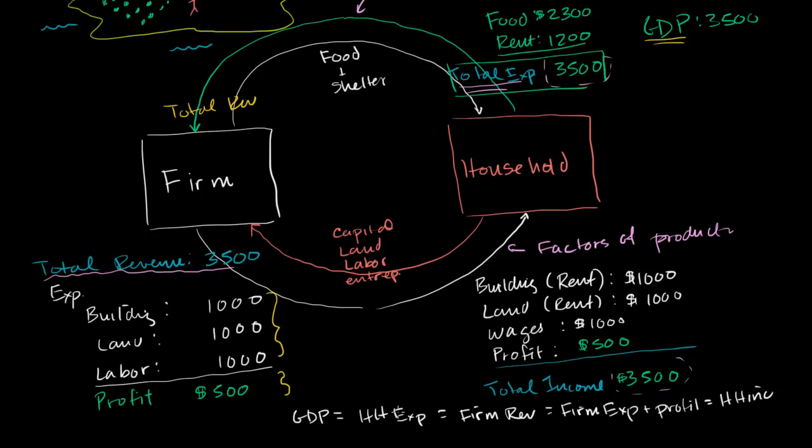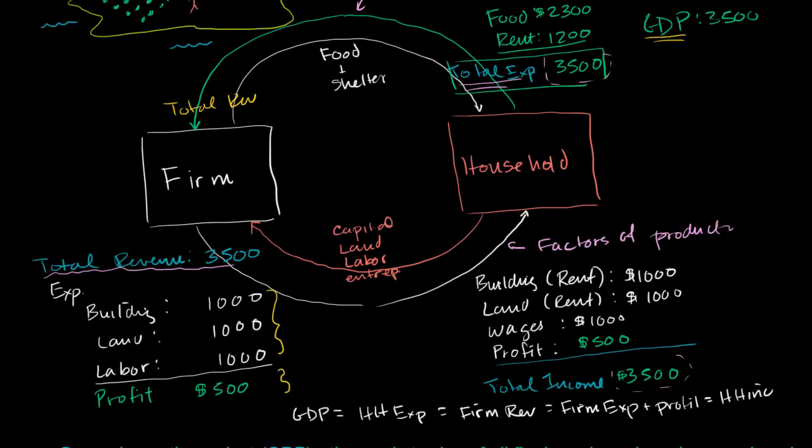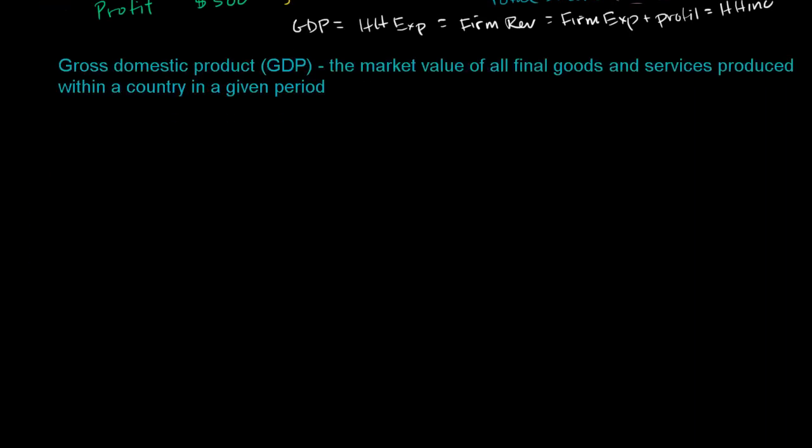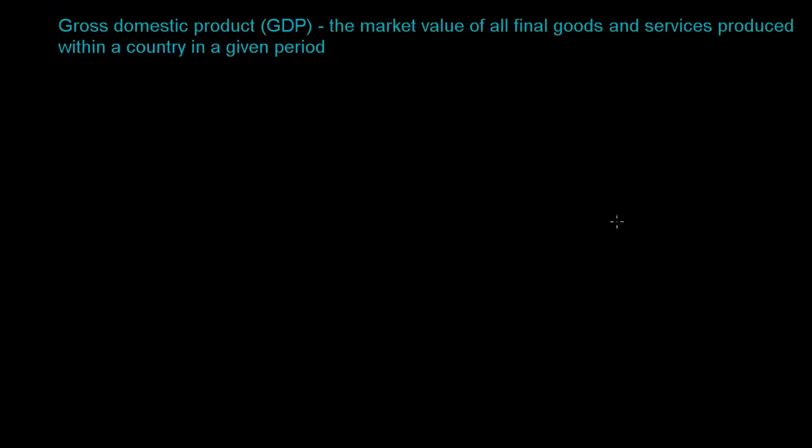What I want to do in this video now is think about it in more general terms. Let's extend it to a more complex economy, to the world we live in. And with that, I want to look at the more formal definition for GDP. So this is the definition of GDP, and it's the market value of all final goods and services. And we're going to talk about what each of these things mean.